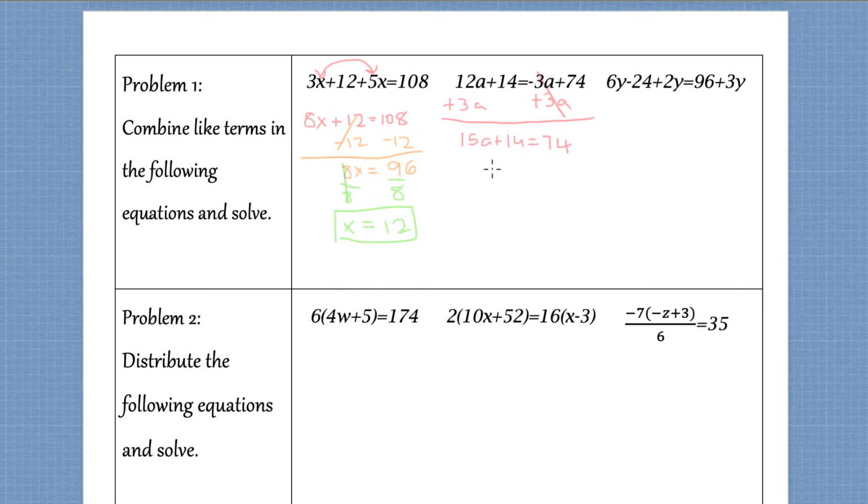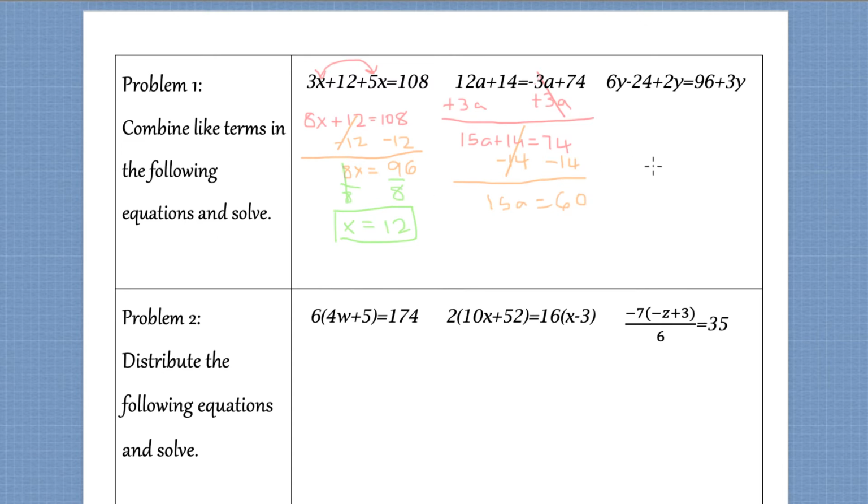And so next what we want to do is get this constant term over here to the right by the 74. And so using inverse operations, I subtract 14 from the left side and 14 from the right side. And that leaves me with 15a plus 14 minus 14. Those two cancel each other out, which leaves me with 15a is equal to 74 minus 14, which is 60.